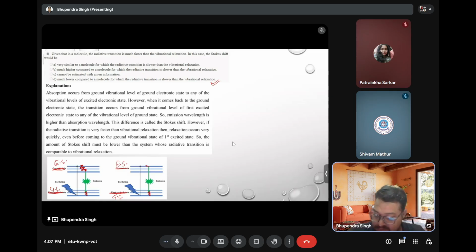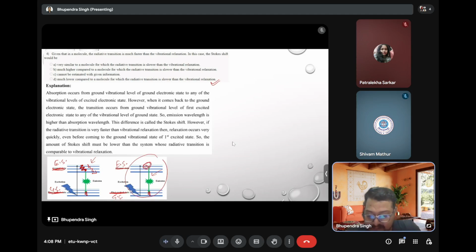So look at this image. The first one here says that the radiative transition is faster. So this is the Stokes shift here. In this case the radiative transition is so fast that it doesn't have much time to relax, so the Stokes shift is less. So this is the condition given in the question.